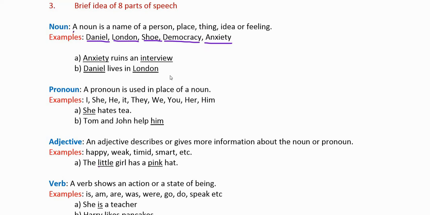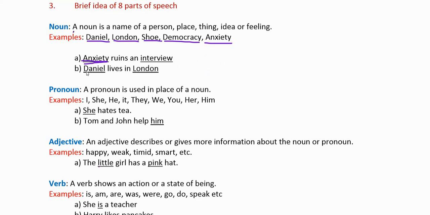Look at the examples here. Anxiety ruins an interview. So what are the nouns in the first sentence? Anxiety and interview. Why is anxiety a noun? Because it is a feeling. You cannot touch or see it. You can feel it. Interview. Why is interview a noun? It is the name of the process of hiring a person. Hence, interview is also a noun.